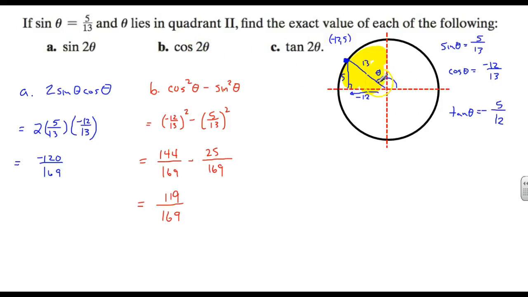So again, this is theta. If we rotate that again, we get down here into quadrant 4, just barely. And that point, what we're saying is 119/169, comma, negative 120/169. So the x coordinate is positive, right, and the y coordinate is negative.